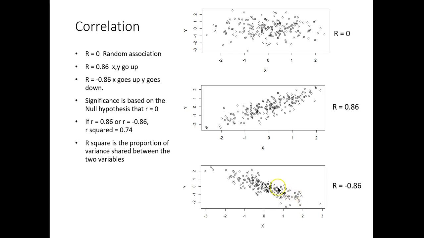And when we talk about R squared, squaring that coefficient, that's the amount of variance that is shared between the two. In other words, well, we'll talk about this a little bit later.